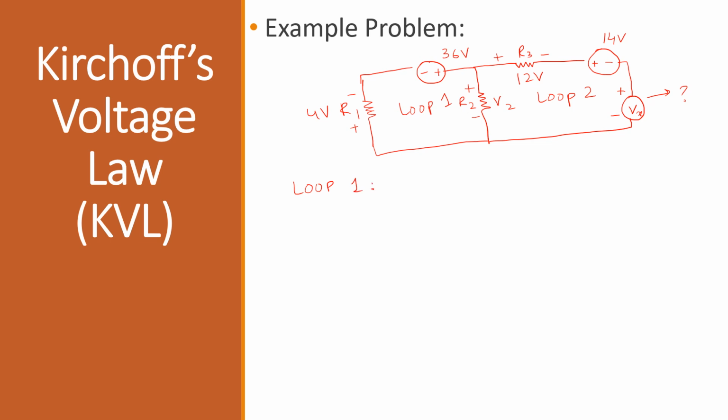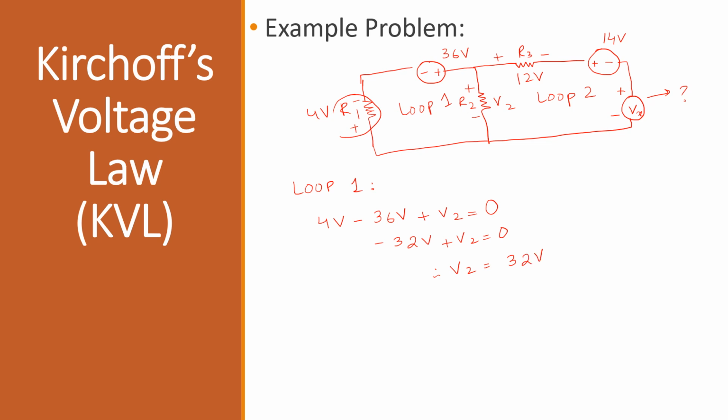Here we'll start from this resistor R1, and again we are considering alternate terminals here. So the equation will be 4 volts minus 36 volts plus V2 equals to 0. So it will become minus 32 volts plus V2 equals to 0. Therefore, V2 is equal to 32 volts.